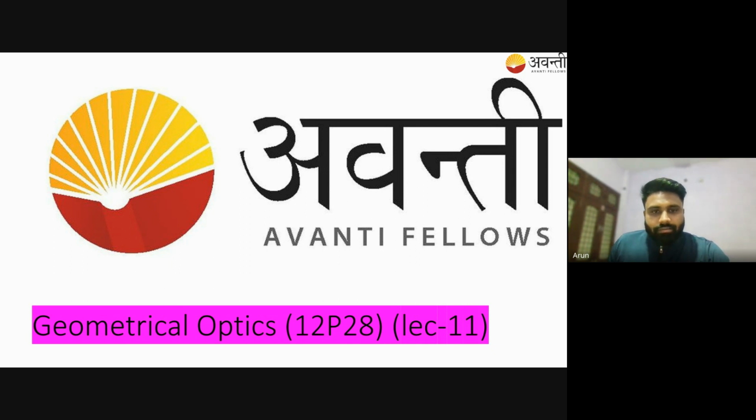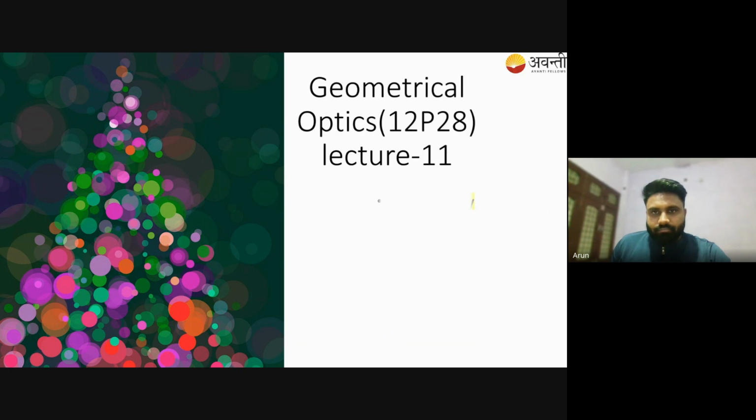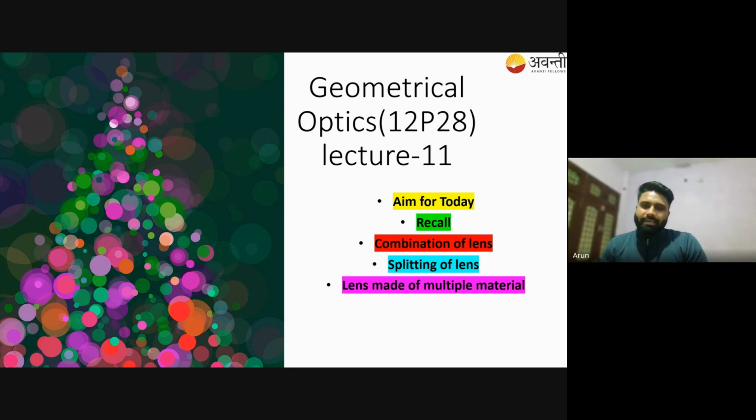So now here we are in geometrical optics lecture number 11 that we are going to start. Okay, so what do we have to do in this? Firstly, we are going to recall the previous concepts that we discussed in the previous lecture. Then the combination of lens we are going to study today. Then splitting of lens. How we are going to split the lens, and how does it affect the focus and the power of lens? That is the thing we are going to discuss.